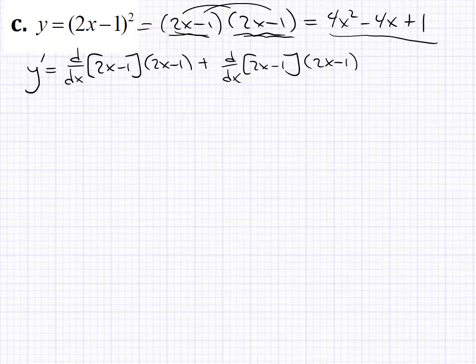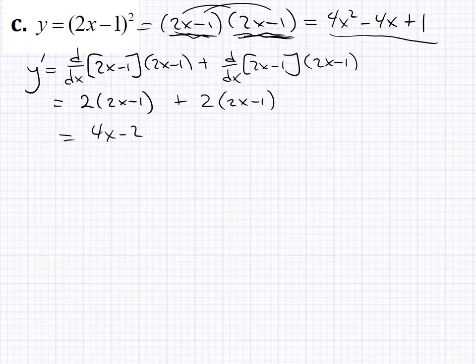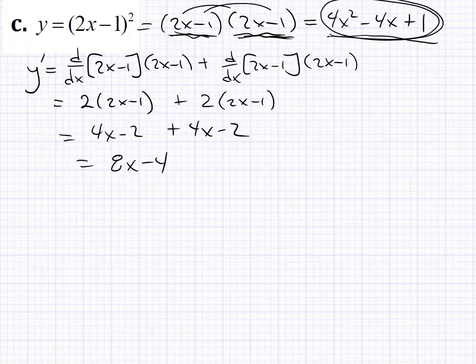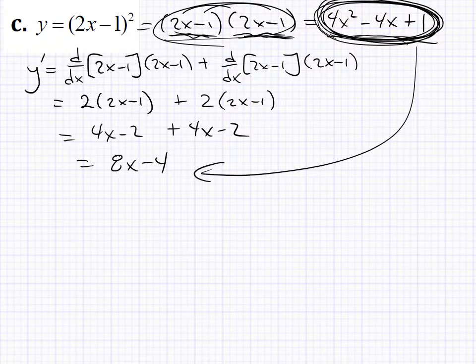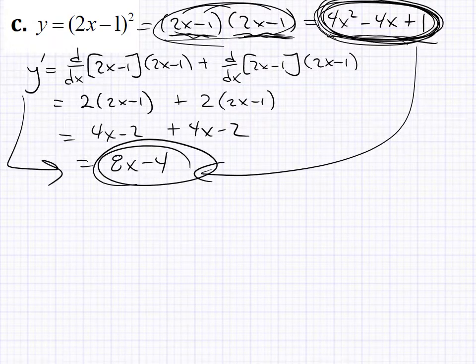Now, it just so happens they're all the same, but think of it as first function, second function. Derivative of 2x minus 1 is 2 times 2x minus 1, plus derivative of 2x minus 1 is 2 times 2x minus 1. So we have 4x minus 2 plus 4x minus 2, giving us 8x minus 4. If you look at this, you should easily see that the derivative of this is 8x minus 4. So whether we use the product rule or we just multiply it out and take the derivative of the polynomial, we would both get the derivative to be 8x minus 4. Really should be no problem here. On the test, I really don't care which way you do it.